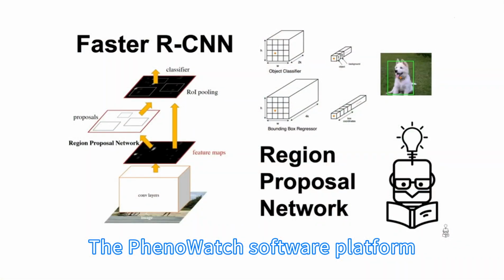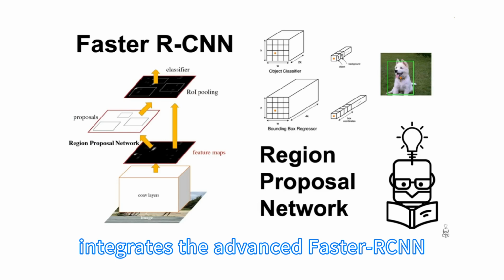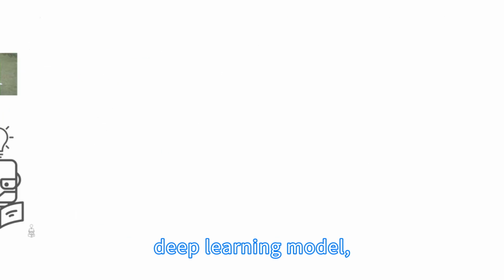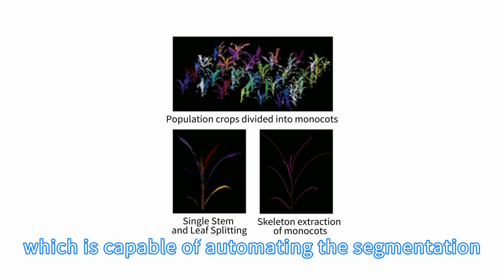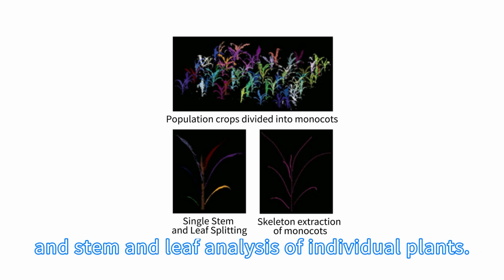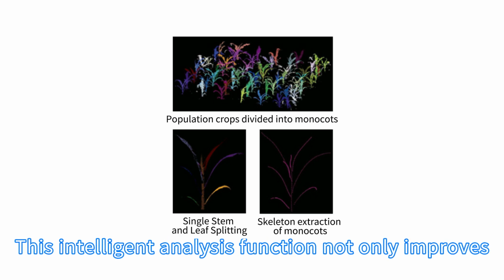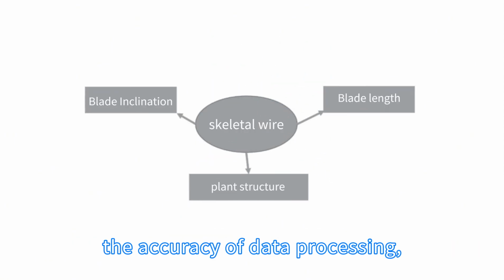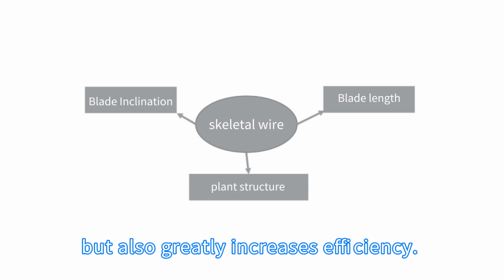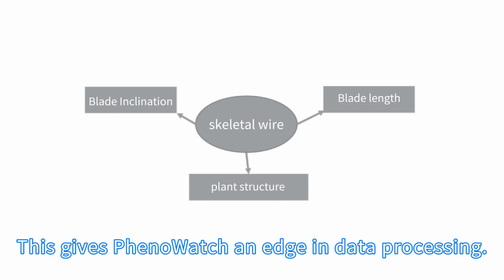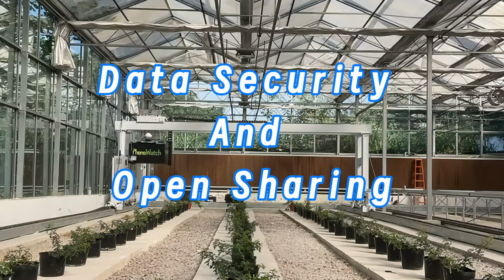The PhenoWatch software platform integrates the advanced FastRCNN deep learning model, which is capable of automating the segmentation and stem and leaf analysis of individual plants. This intelligent analysis function not only improves the accuracy of data processing, but also greatly increases efficiency. This gives PhenoWatch an edge in data processing.